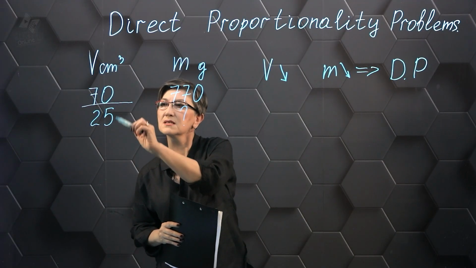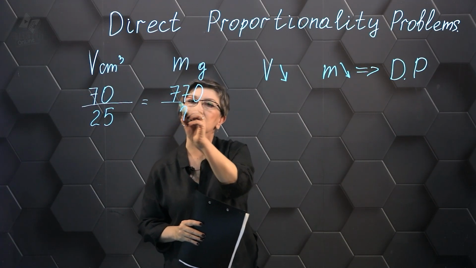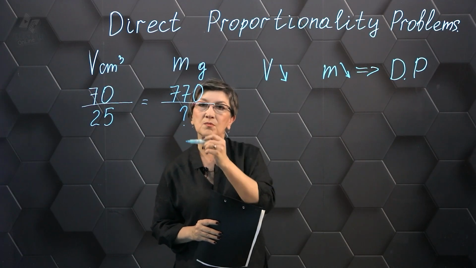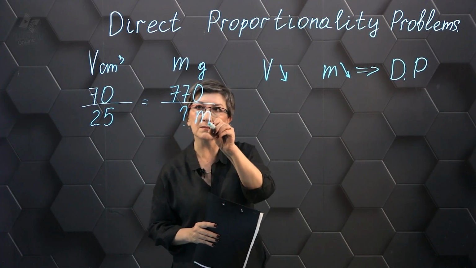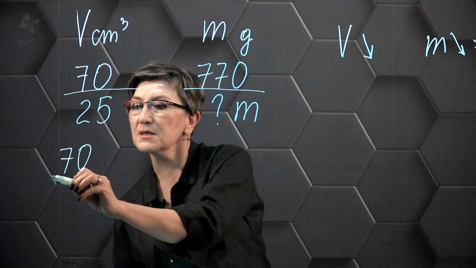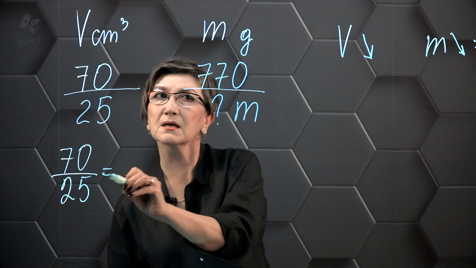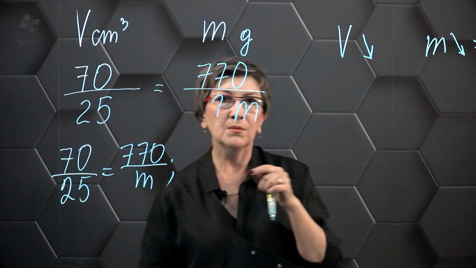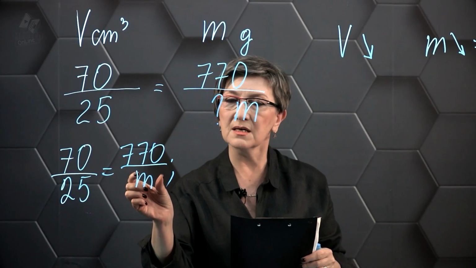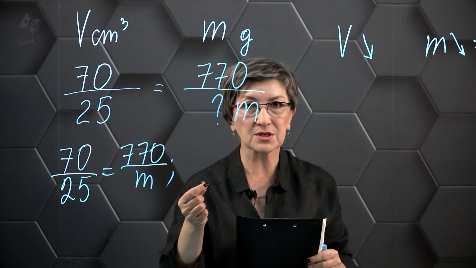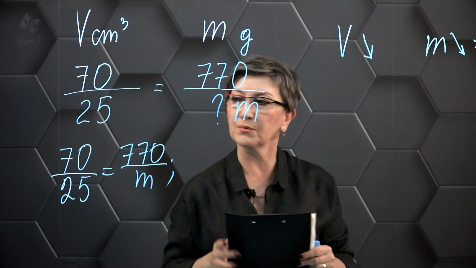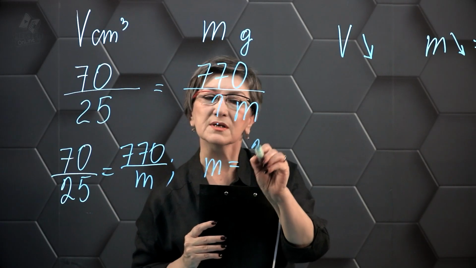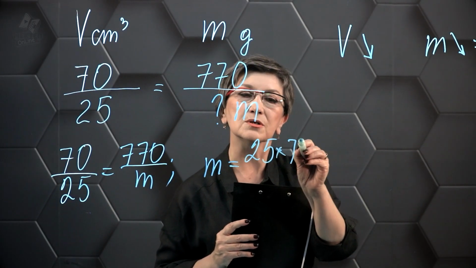70 divided by 25 equals 770 divided by the mass we need to find. And we'll denote that mass by m. And then 70 divided by 25 equals 770 divided by m. We know how to find unknown numbers in a proportion by applying the basic rule of proportion. Let's remember that m will equal 25 times 770 divided by 70.